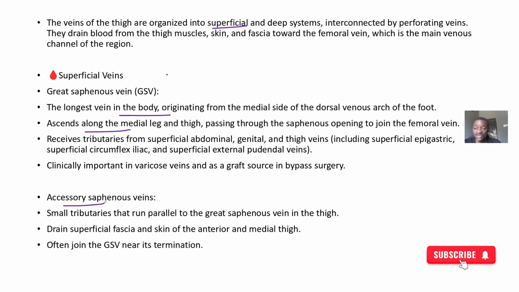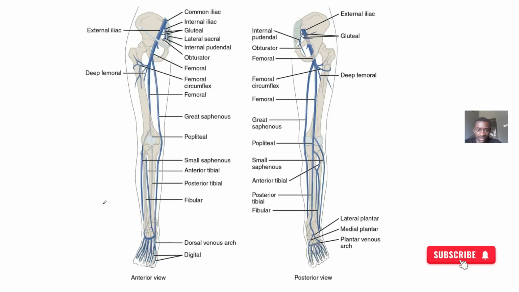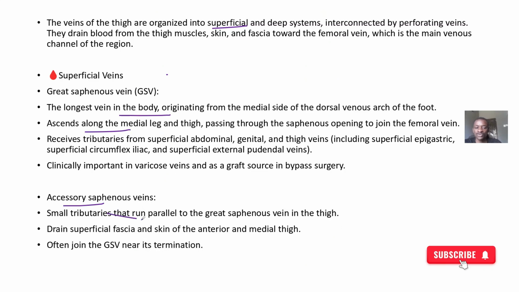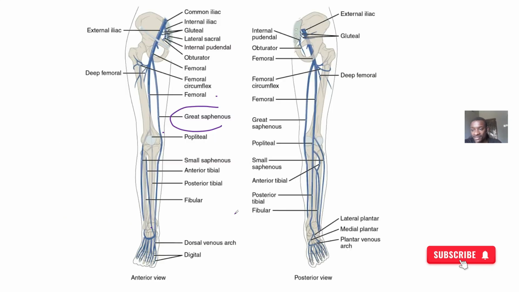Next, we have the accessory saphenous vein. Okay, this is the great saphenous vein. The accessory saphenous vein has just small tributaries that run parallel to the great saphenous vein. Usually in pictures, they don't even indicate them.